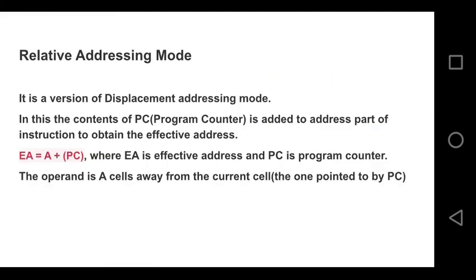Next we have relative addressing mode. It is a version of the displacement addressing mode. In this, the content of the program counter is added to the address part of the instruction. See, in the previous displacement addressing mode, we used the content of the register added to the address part of the instruction. But here we are adding the address part of the instruction to the content of the program counter, to obtain the effective address, and this is especially used for function calls.